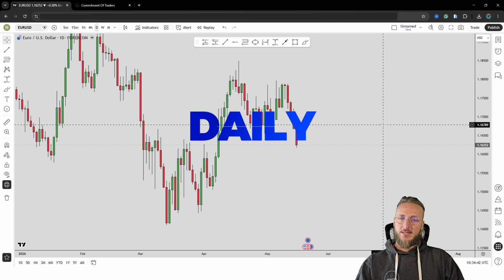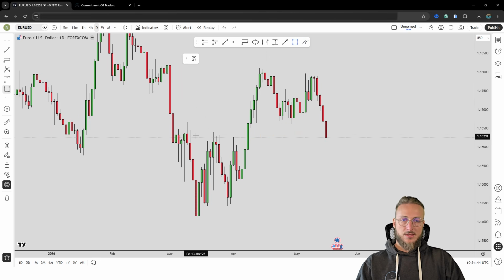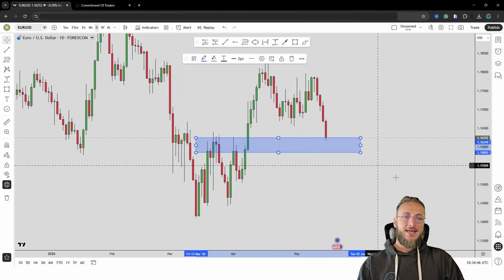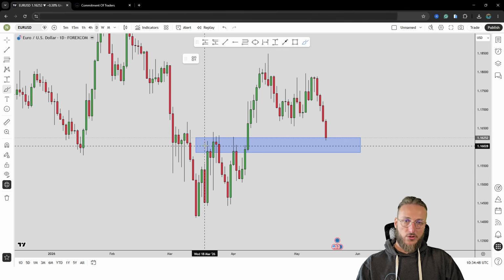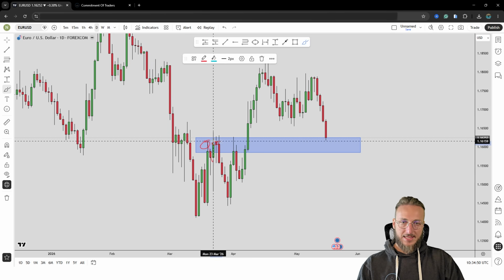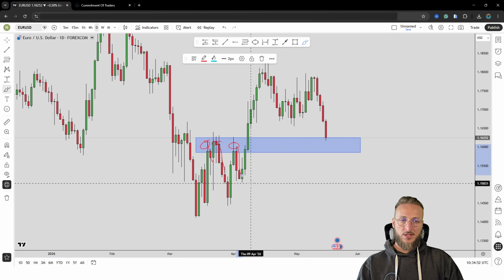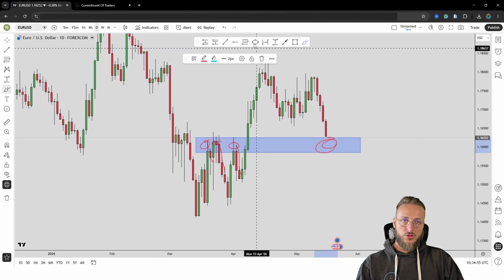Now, from a daily perspective, the situation is very clear. This zone of support on the daily is incredibly clear. We can notice how in multiple occasions the market tested the zone, every single time rejected it lower. The market at the moment is approaching the same zone.